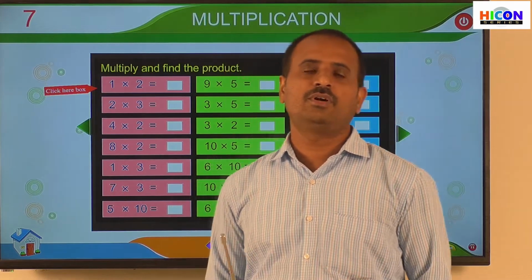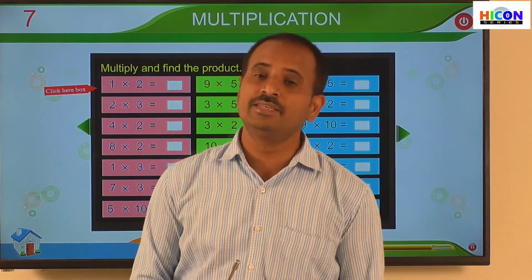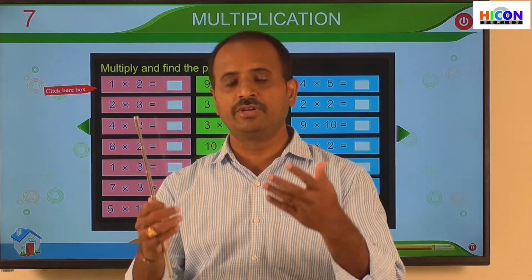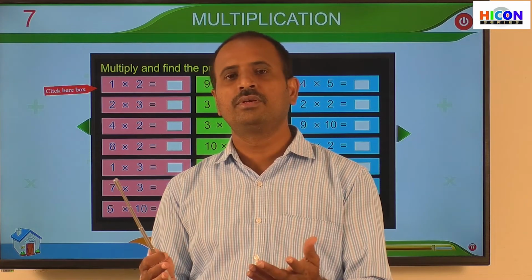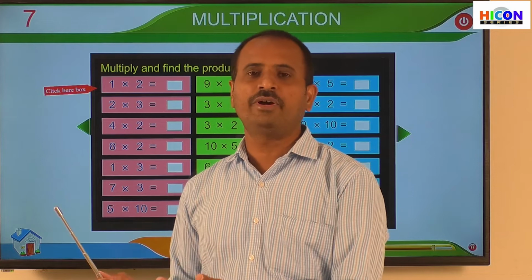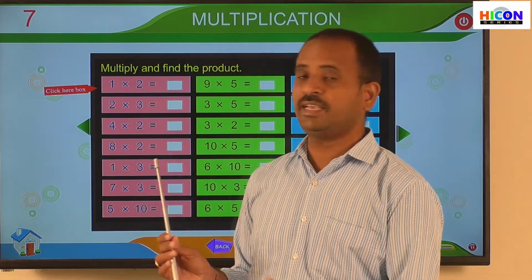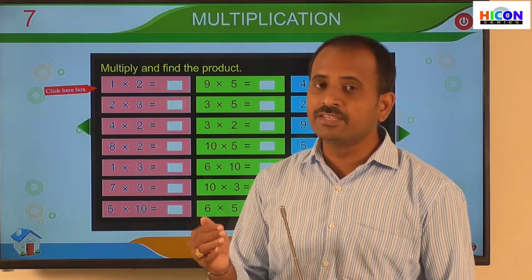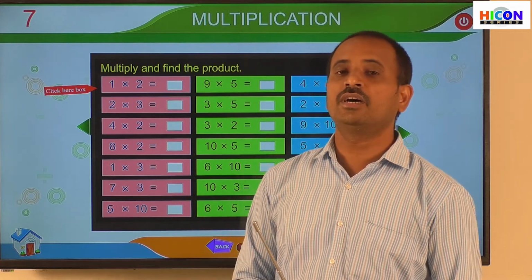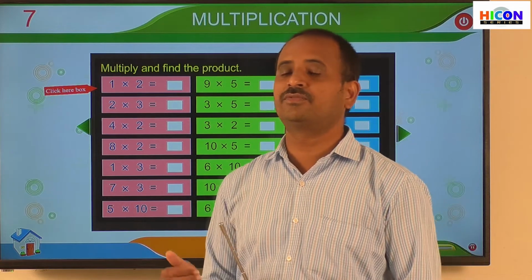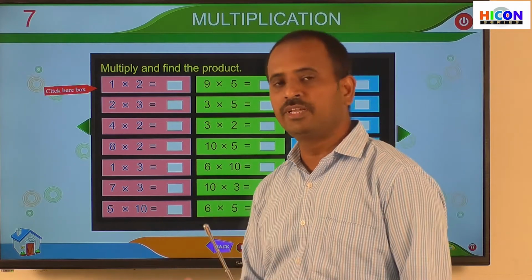So children, up to now we have practiced and we have learned how to write the tables. That is a table of 2, table of 3, table of 5 and a table of 10. Now we are going to exercise, that is, we will practice some multiplications. We can write the answers for this multiplication by using tables.